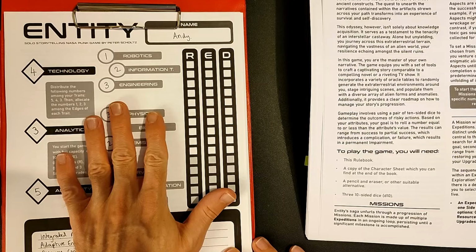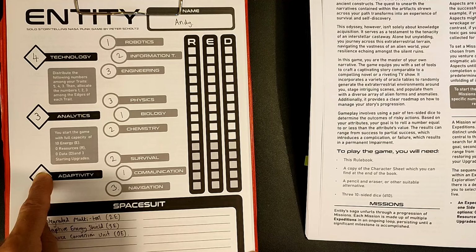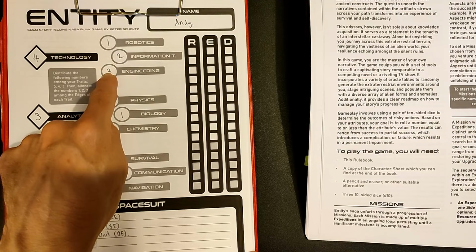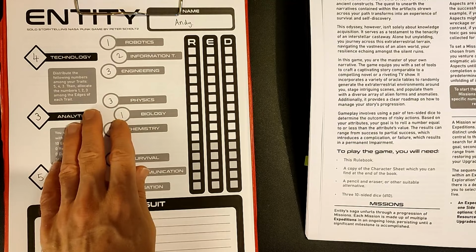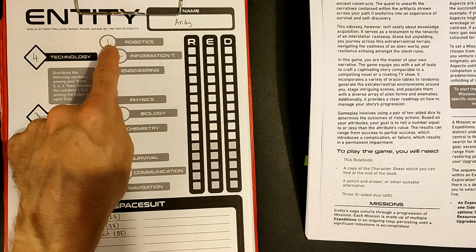Let's have a look at the character sheet. So our IAP that we are playing is called Andy. Andy and all IAPs have 3 different traits. Each trait has 3 sort of subcategories that are called edges. These stats are used to complete action rolls during the game to determine whether you're successful or whether you fail at the various things that you try to do. So we've got technology, which gives us the edges of robotics, information technology and engineering.